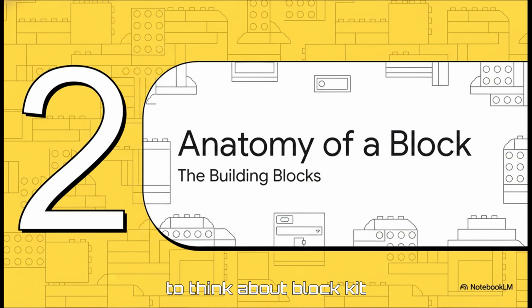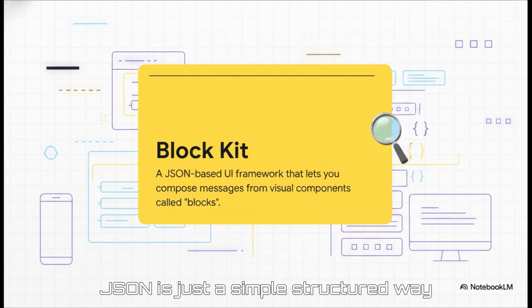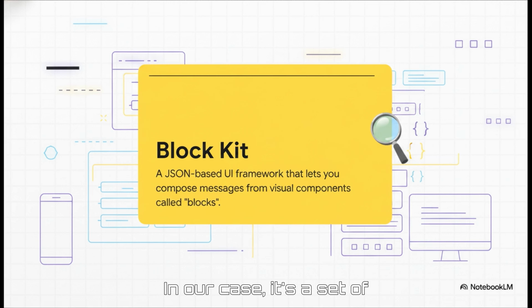Honestly, the best way to think about Block Kit is like playing with Legos. You're not just writing a boring paragraph, you're stacking different types of blocks together to create a layout that's super clear and easy to understand. At its heart, Block Kit is really just JSON. Now, hold on, don't let that word scare you. JSON is just a simple, structured way to describe things. In our case, it's a set of instructions telling Slack, hey, put a big title here, then a dividing line, then a section of text, and, oh, stick a couple of buttons at the bottom.